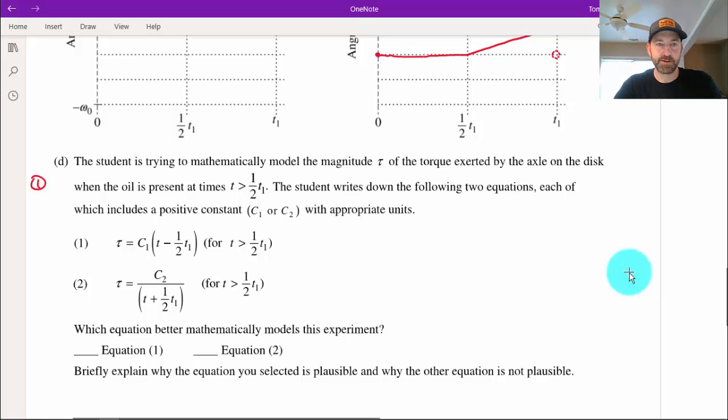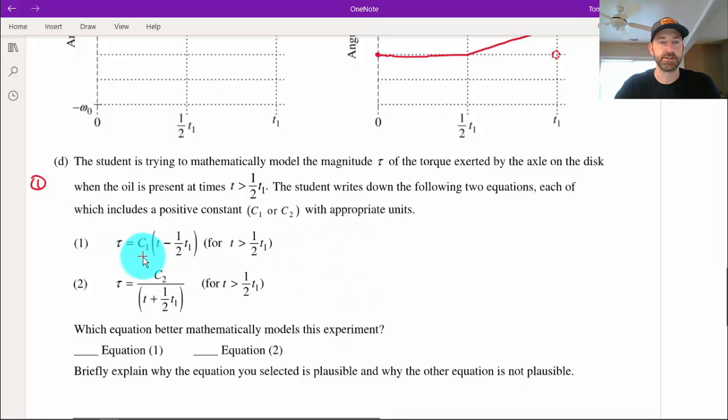It says the student's trying to mathematically model the magnitude tau of the torque exerted on the axle by the disk when the oil is present at time t greater than 1/2 T1. So the second half of our graph where it starts getting curvy. The student writes down the following 2 equations, each of which includes a positive constant with appropriate units. Which best mathematically models the experiment?